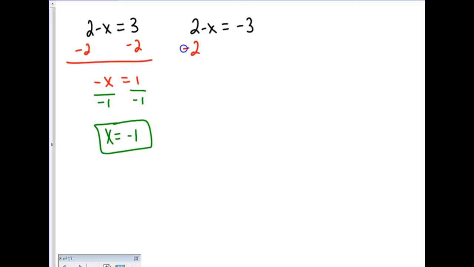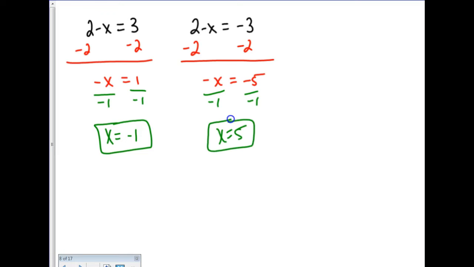Same math, different solution. Subtract 2, subtract 2. We have negative x equals, watch yourselves here, it's negative 5. Then divide by negative 1, divide by negative 1. x equals 5. Which solutions are correct? Both.